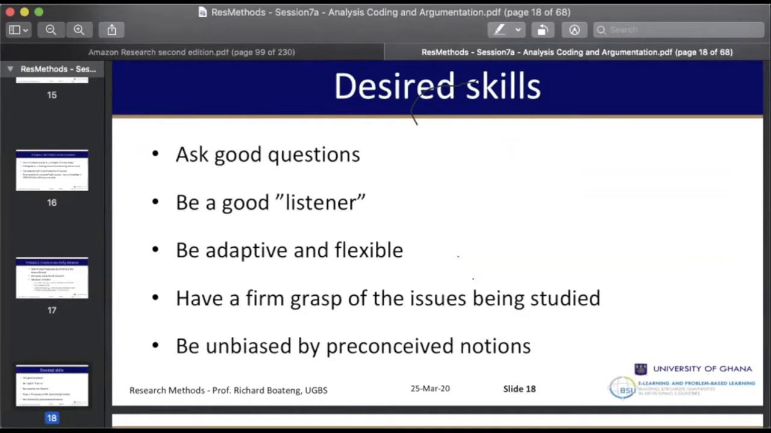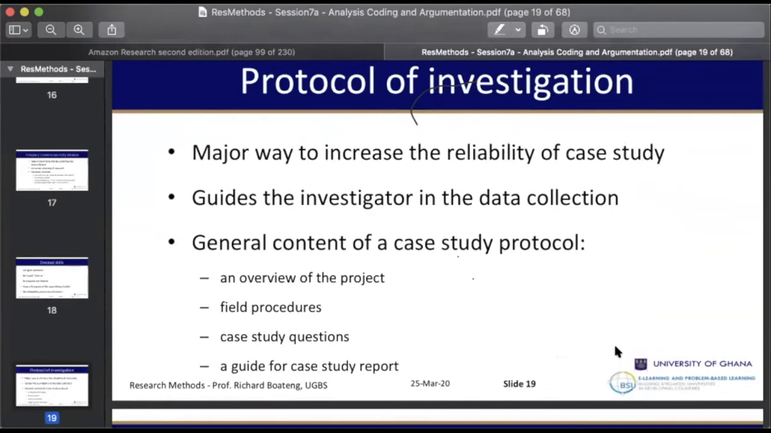Okay. So we also mentioned some time ago that the main way of improving the reliability of your study is to develop a case study protocol. That means, what are you going to do in the study? At the beginning of the study, you define the flow procedure, the study questions, and the guide for the study report. Somebody may say, we discussed these things the other time. Why am I mentioning them again?